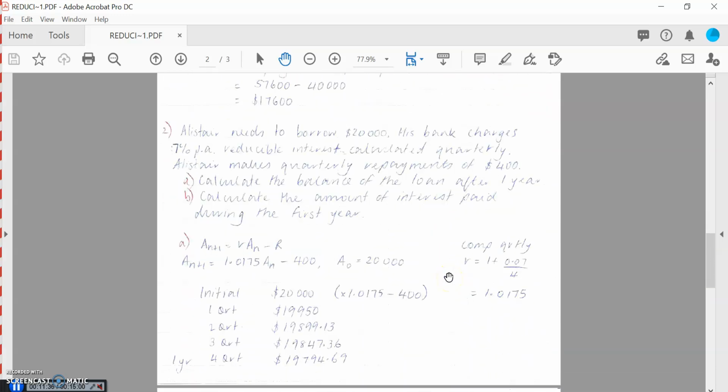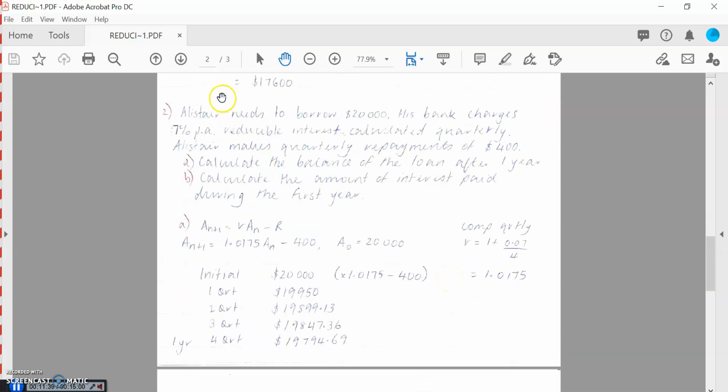The second example: Alistair needs to borrow $20,000. His bank charges 7% per annum reducible interest calculated quarterly. He makes quarterly repayments of $400. Part A is to calculate the balance of the loan after 1 year.